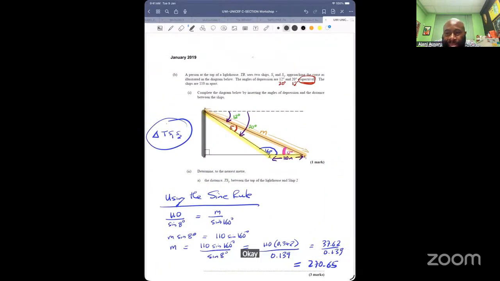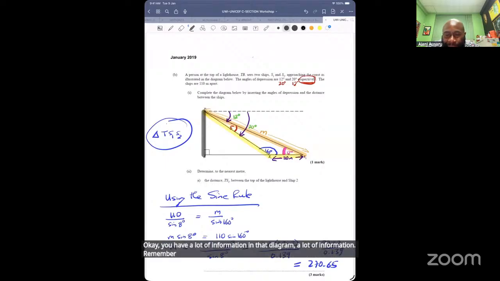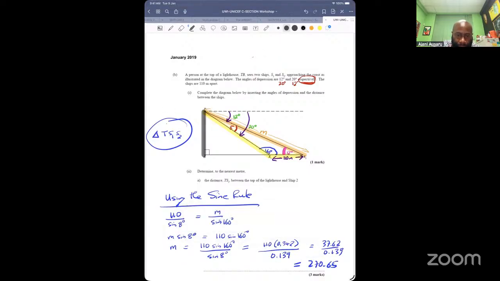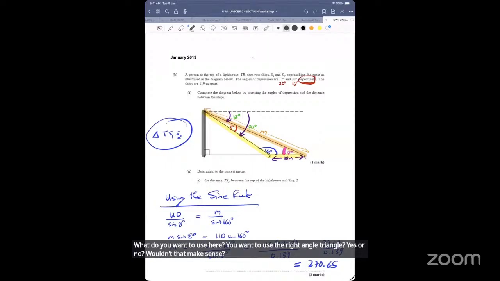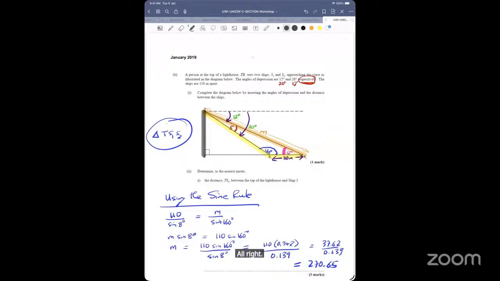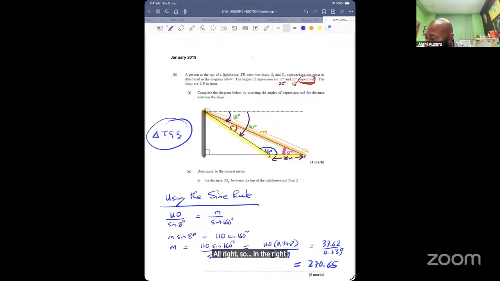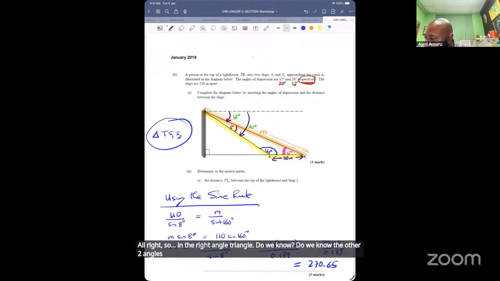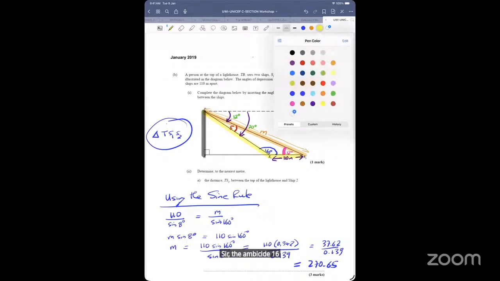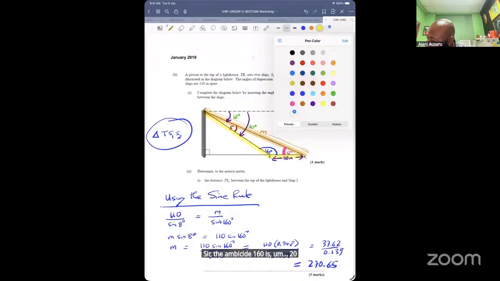Okay, you have a lot of information in that diagram. Remember your Z angles and all of that. And it's only 2 marks, so it's not a lot of work. What you want to use here? You want to use the right angle triangle? Wouldn't that make sense? Yes, sir. In the right angle triangle, do we know the other 2 angles? Sir, the angle beside 160 is 20. Beautiful. So let's do that first.